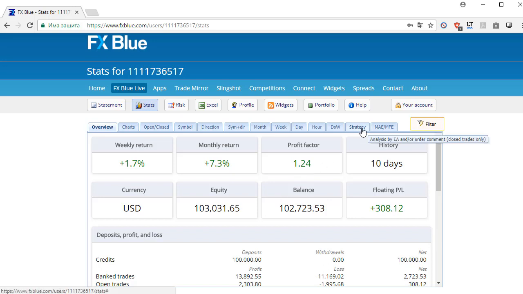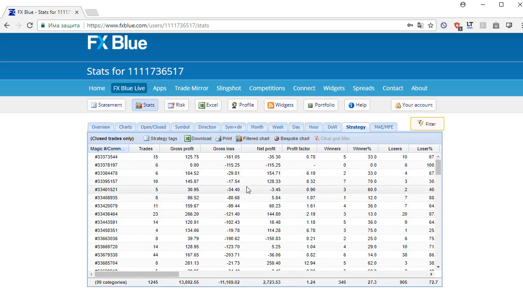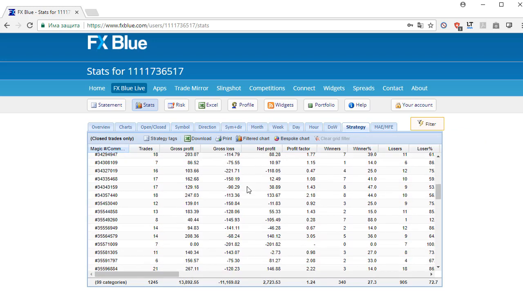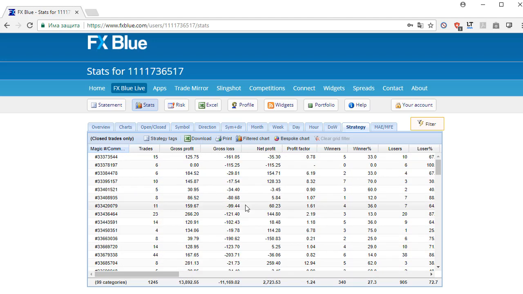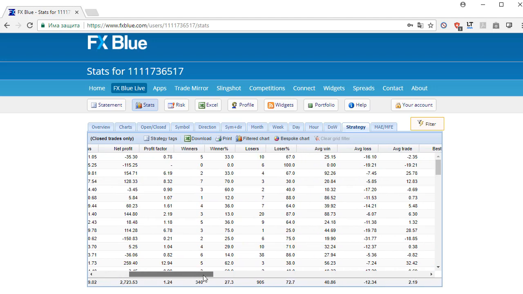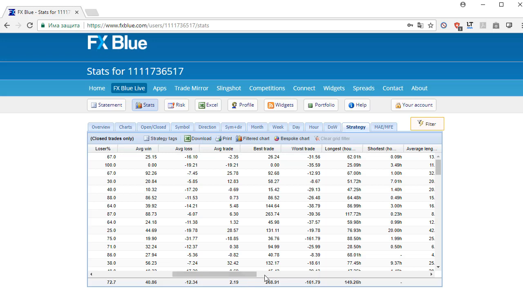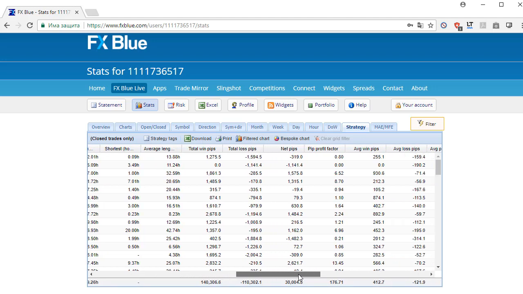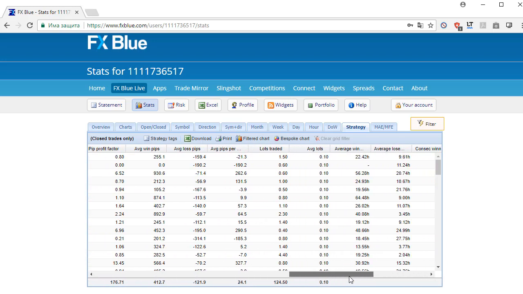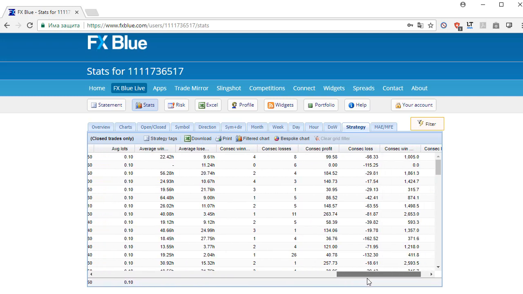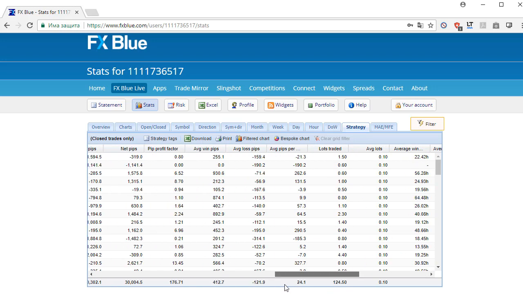What we care about is the strategy. I click on strategy, and here you see the performance of the 99 expert advisors, guys. There are so many statistics here that you can follow: number of trades, gross profit, gross loss, net profit, profit factor, winners, losers, how long the trades lasted. You can see the longest, shortest, best trade, worst trade. You can look in detail. There's average profit, consecutive losses, consecutive profits. There are so many things right here.